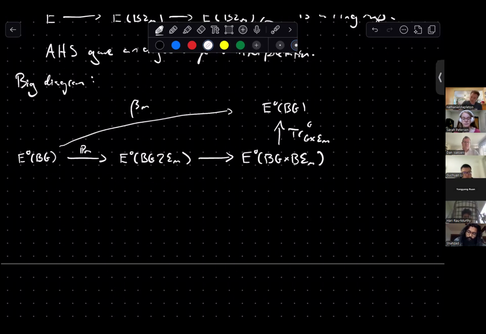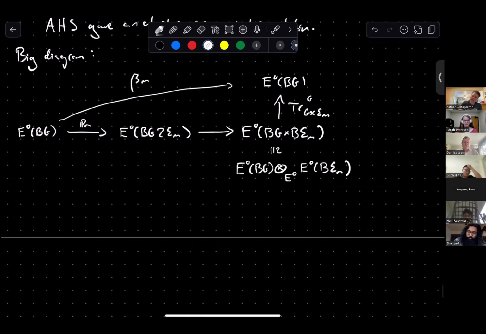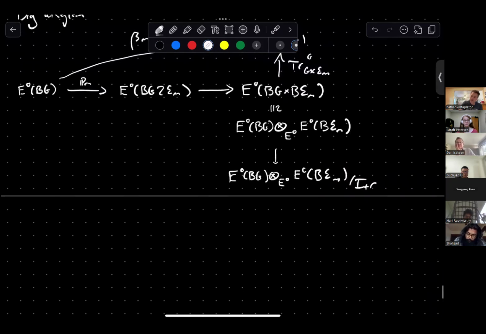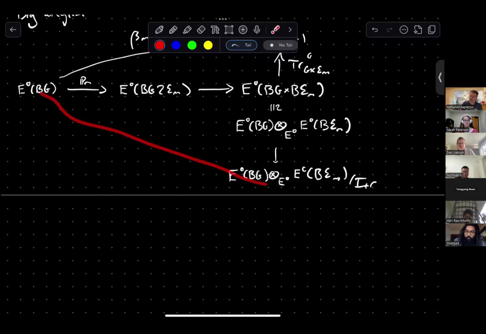On the other hand, because the E-cohomology of the symmetric group is a free module, this is a result of HKR, which I wanted to get into more, but I don't have time. There's a Künneth isomorphism here. And now I can quotient out by the transfer ideal on this side. So this comes here. And the resulting composite is now a ring map.